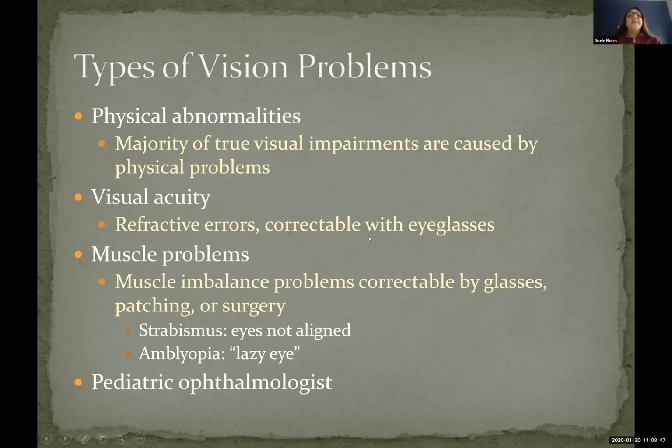All right, so types of vision problems, you're gonna see physical abnormalities first. So this is the majority of true visual impairments because a lot of times the physical problems are what's causing the child to lose some of their vision. So these are problems actually with the eye, either functionally or some connections are lost. That's when you have those physical abnormalities.